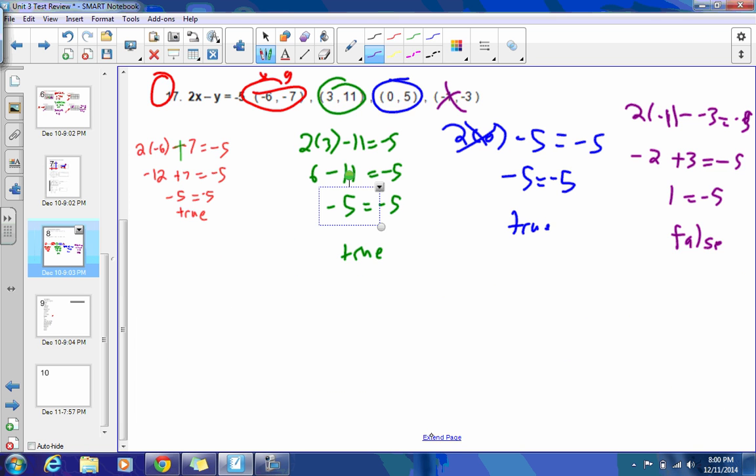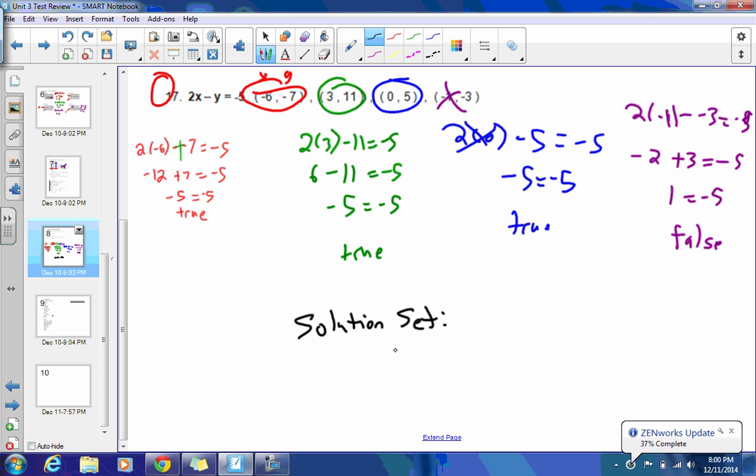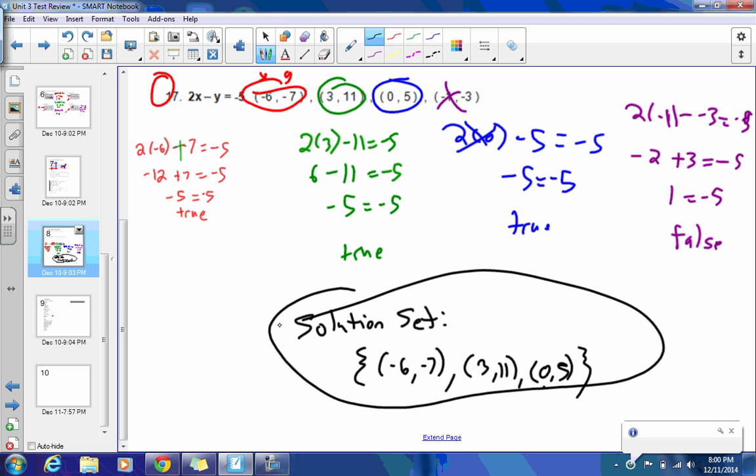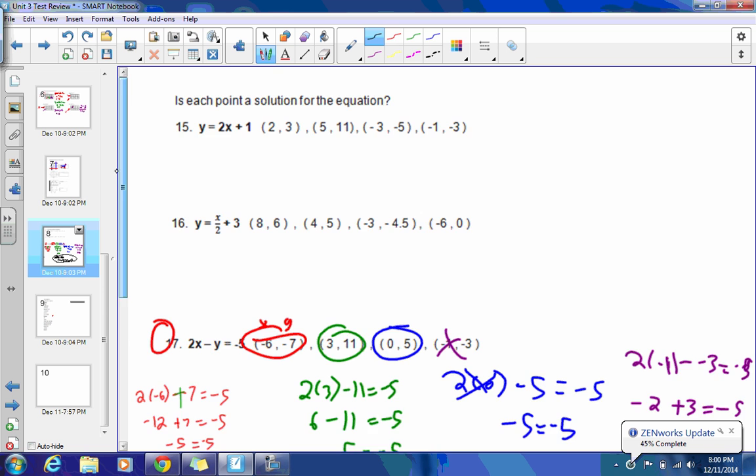So what I would expect for your answer is the solution set to this equation. With the fancy brackets, this is the proper format: the points -6, -7, 3, 11, and 0, 5, with the fancy brackets closing it. So there you go. That is how you complete this set of 3 problems.